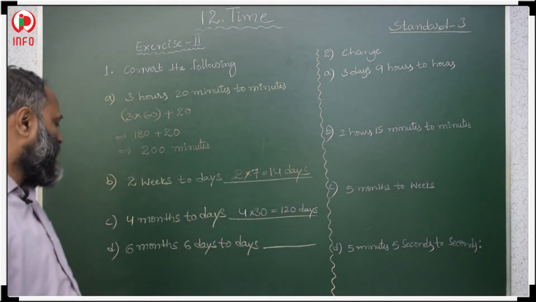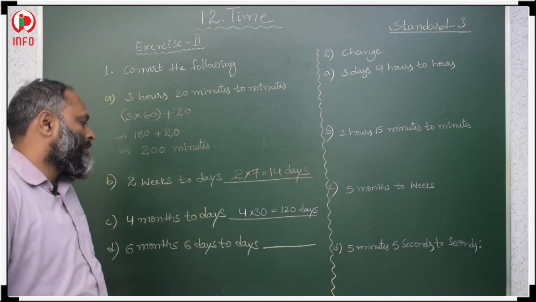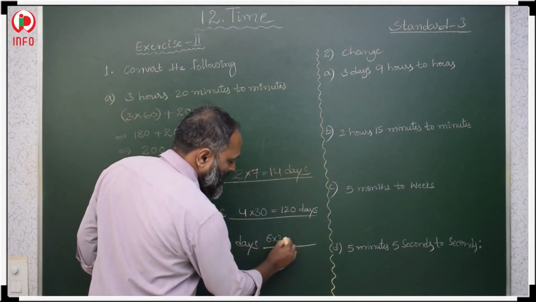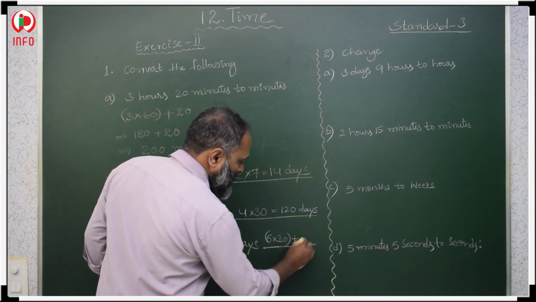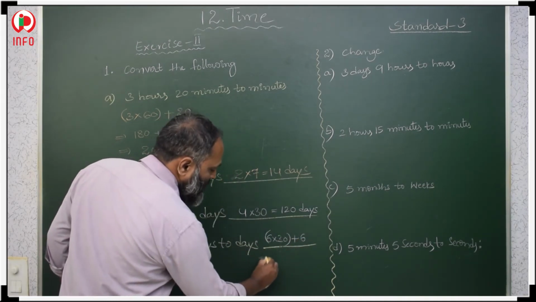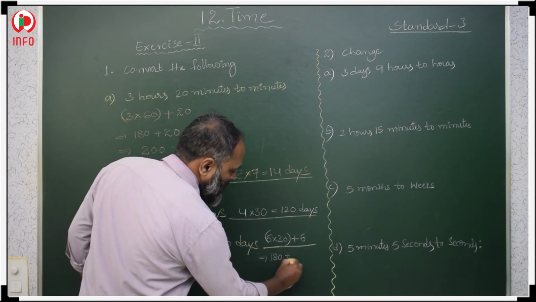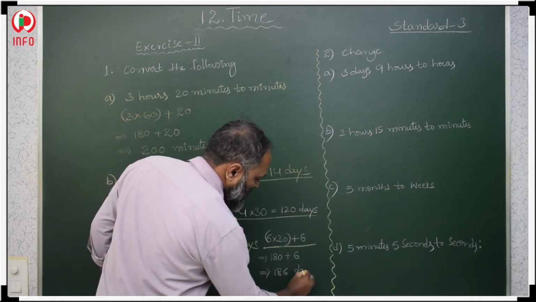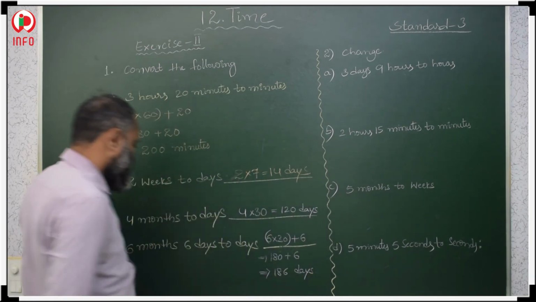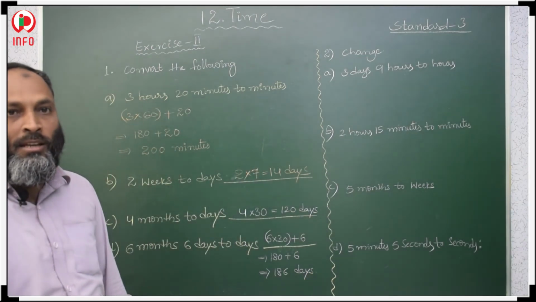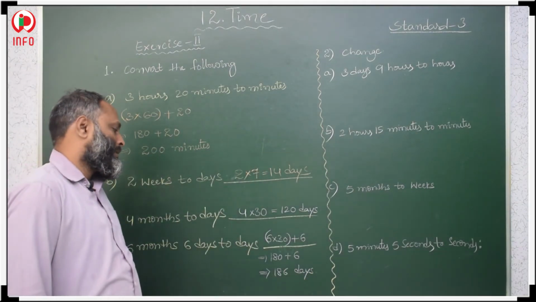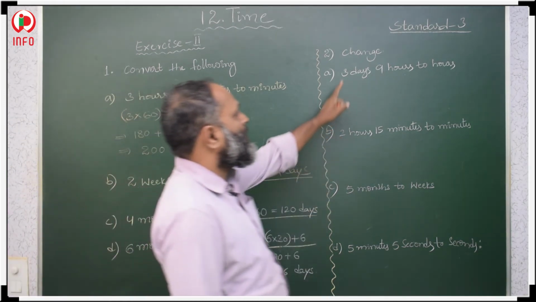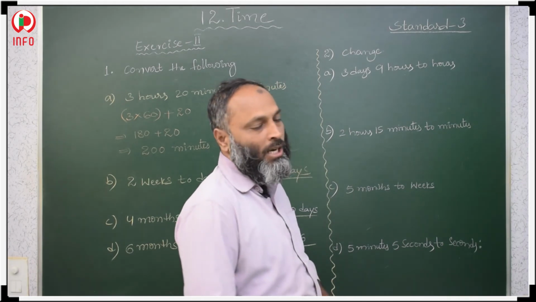Now 6 months 6 days. 6 months means first 6 into 30. 1 month is 30, and after that plus 6 days. So 6 into 30, 180 plus 6, which is 186 days. 6 months 6 days means 186 days. Okay. Now in the second one, change 3 days 9 hours into hours.